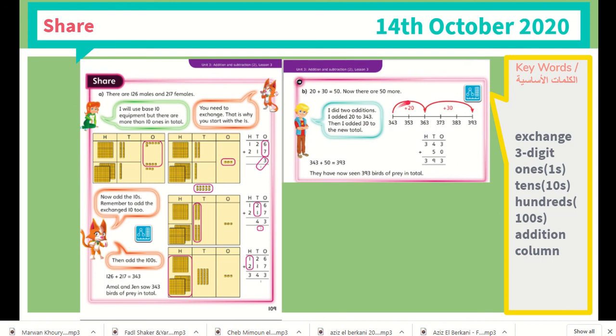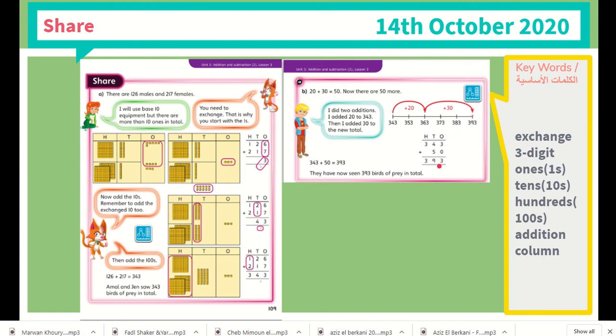343, add 30. You can use a number line. Okay? You jump twice. First add 10, then you add another 10 to make it easier. So 343 add 10, 353 add 10, 363. Now add 30. Okay? So 363 add 10, 373 add 10, 383 add 10, 393. This is just to make your calculation easier.